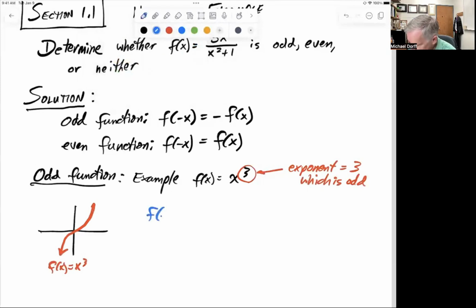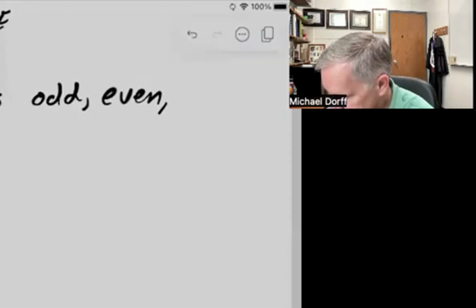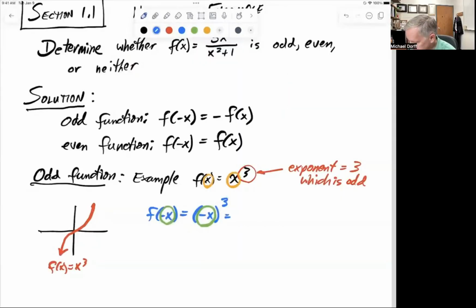If I put in negative x here for x, what does that mean? That means I'm going to put parentheses, negative x, close parentheses, cubed. Wherever I had x in my original function, we now have negative x. But remember, we're always going to use parentheses so that we don't make mistakes. What does negative x cubed mean? It means negative x times negative x times negative x. I have 3 negatives, which turn out to be 1 negative, and I have an x cubed. So f of negative x equals negative x cubed.